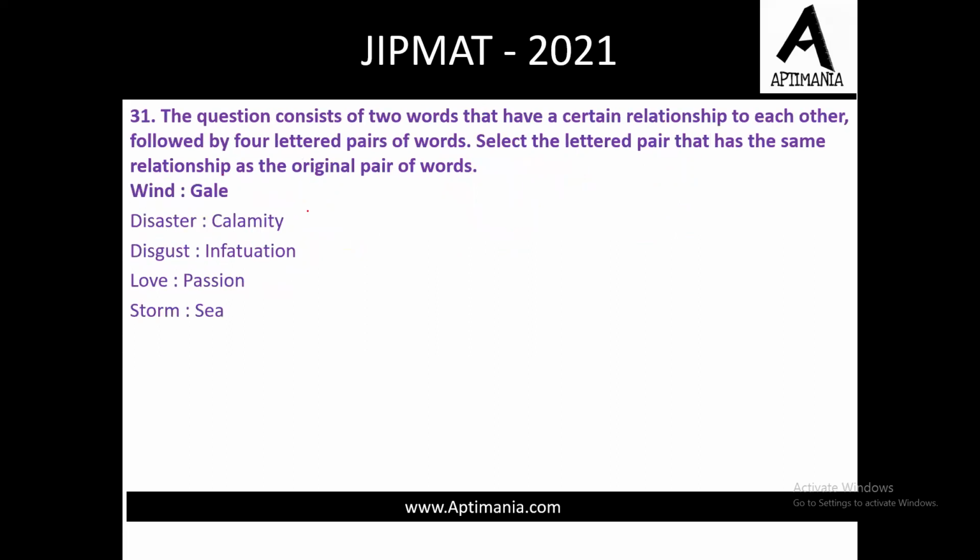Next, question number 31. Okay, so the question consists of 2 words that have a certain relationship to each other and are followed by 4 lettered pairs of words. Select the lettered pair that has the same relationship as the original pair of words. So first is wind and gale. So wind क्या होता है हमें सभी पता है, सबको पता है. Now gale is basically intense form of wind. आंधी जिसे हम हिंदी में कह सकते हैं या फिर intense form of wind. तो बेसिकली हम कह सकते हैं कि जो भी वर्ड है सेकंड उसका इंटेंस फॉर्म है, राइट?